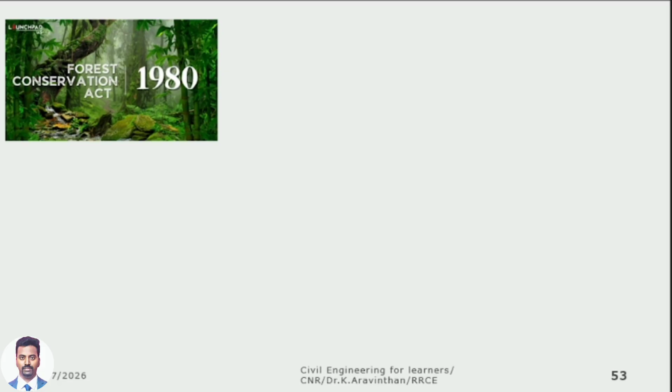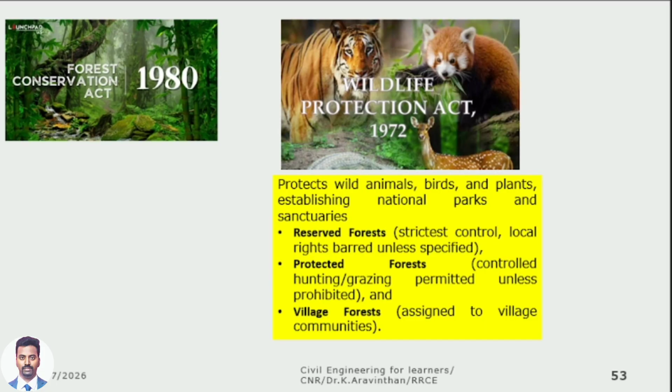No person should cut down the trees in the forest. There was an issue: they were not cutting the trees, they were hunting the species and selling them. Wildlife Protection Act. What do you mean by this? Nobody should hunt. If you hunt, then you will be imprisoned. That is the reason for the Wildlife Protection Act.